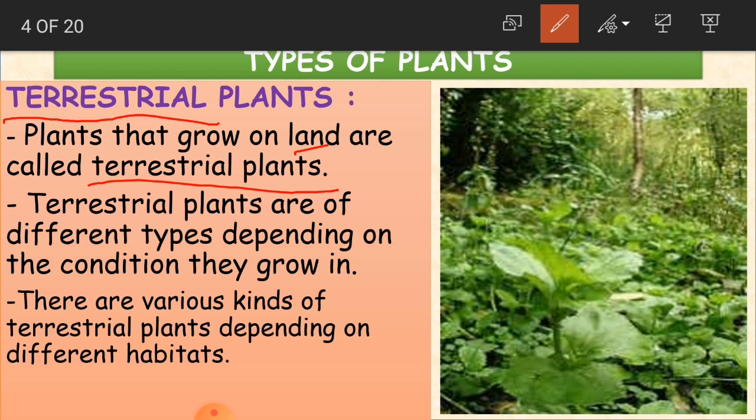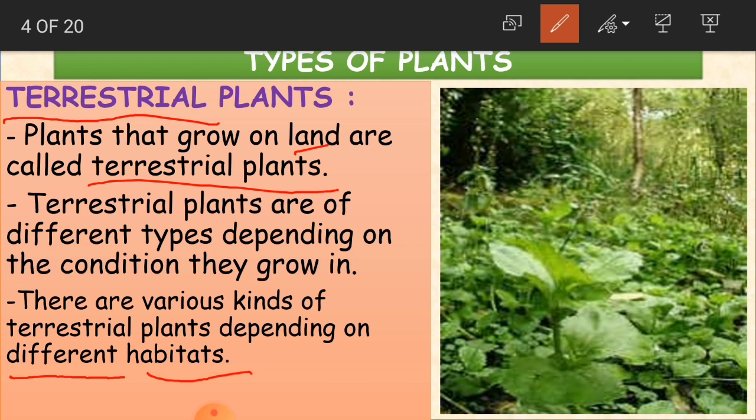Terrestrial plants are of different types depending on the condition they grow in. I already said to you that plants grow in different types of climatic conditions and different places also. So like that, we are having different types of terrestrial plants. There are various kinds of terrestrial plants depending on different habitats.